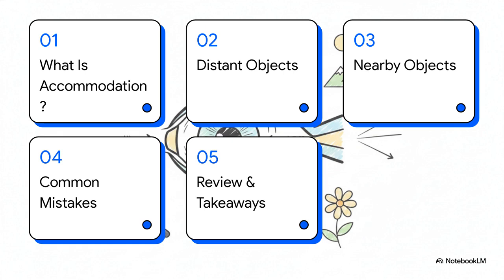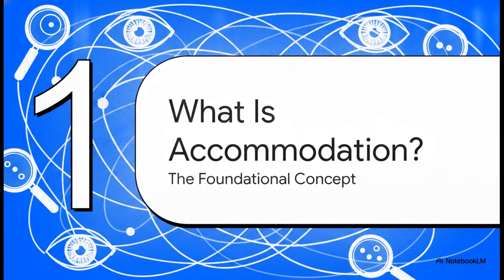First, what is accommodation? Second, focusing on distant objects. Third, focusing on nearby objects. Fourth, common exam mistakes. And finally, number 5, a quick review and takeaways. Okay, let's dive right into this.